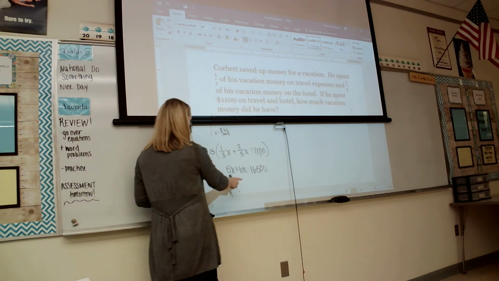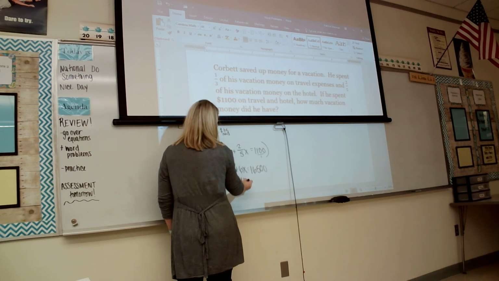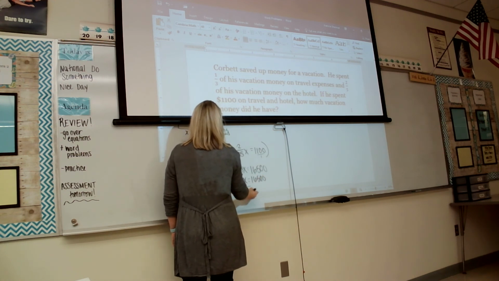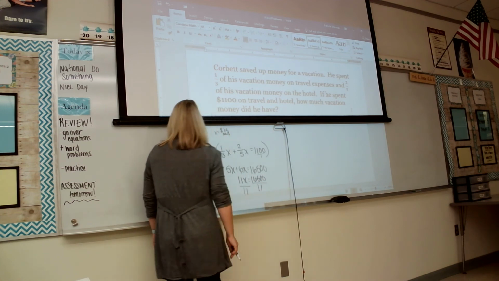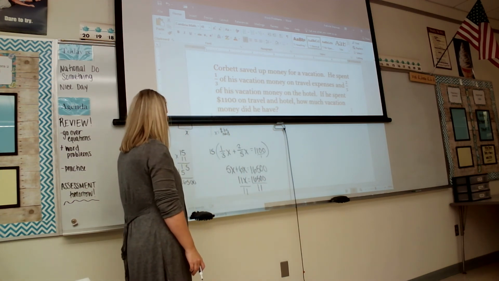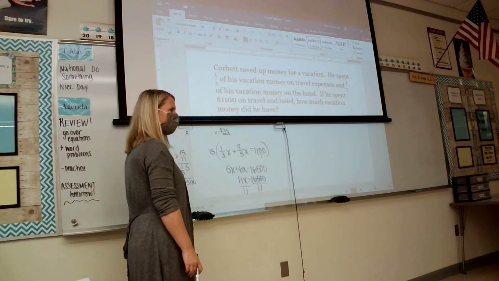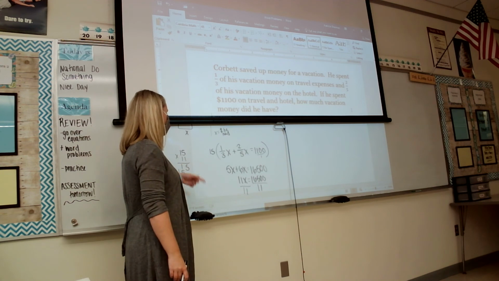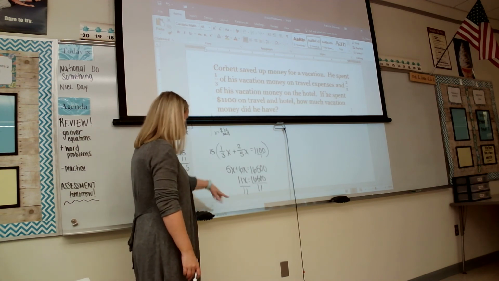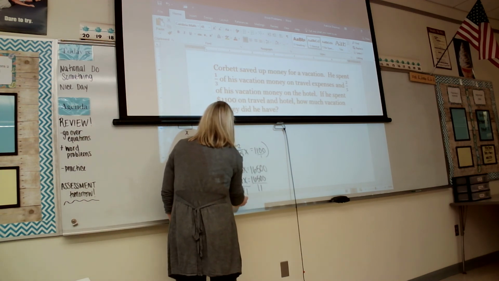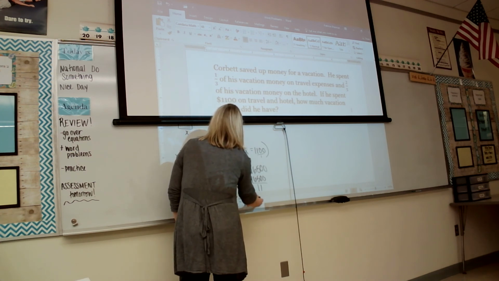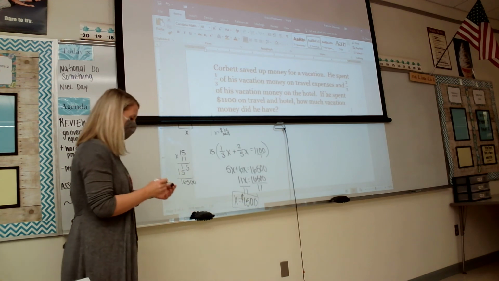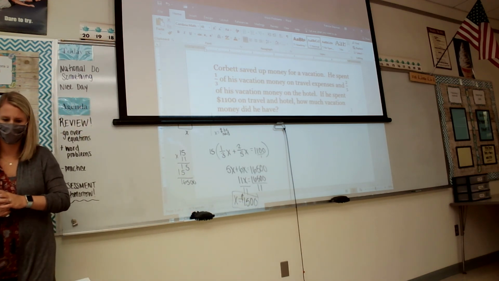And then, what does that give me? 11x equals 16,500. I'm gonna divide both sides by 11. Is the answer 1,500? Yeah, because I multiplied by 15 and I'm dividing by 11, so it's the same difference. So the final answer comes out to $1,500 would have been the amount that he brought.